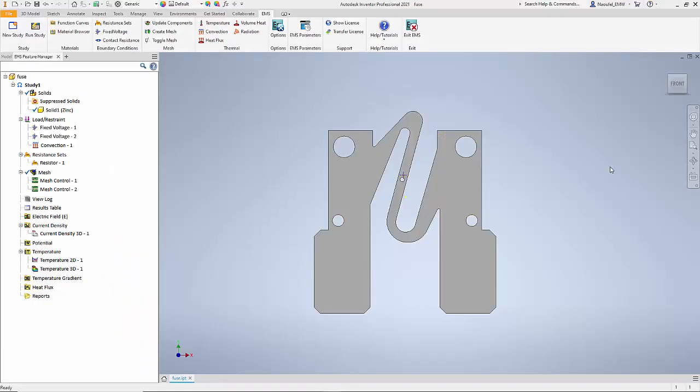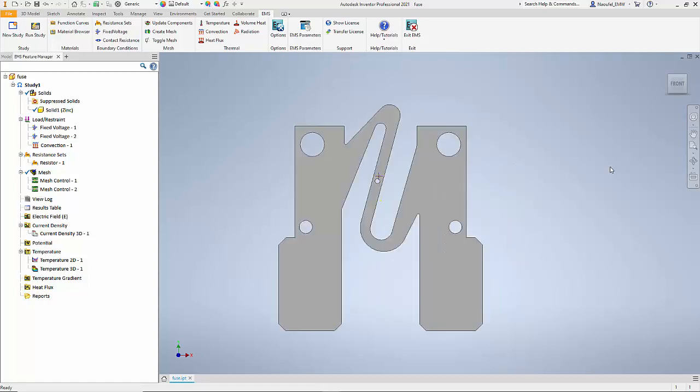In this example, we will study an automotive fuse using EMS for Inventor. Let me explain the physical construction of one such fuse. So, how does a fuse operate? First of all, there is going to be a small potential difference that is going to drive current through the fuse. So there will be a potential difference between this end of the fuse and this end of the fuse. As a result, there will be some current that will flow through this fuse.